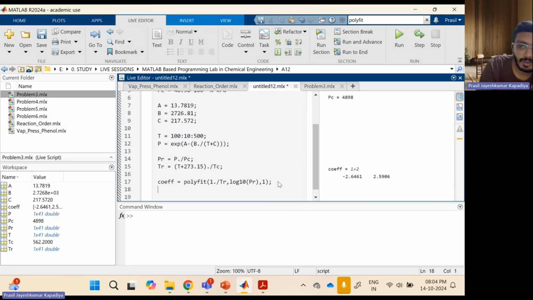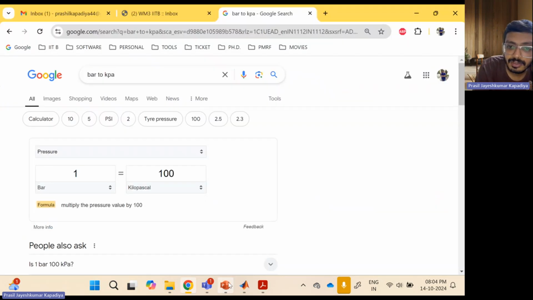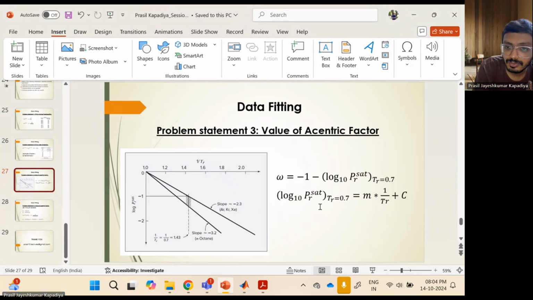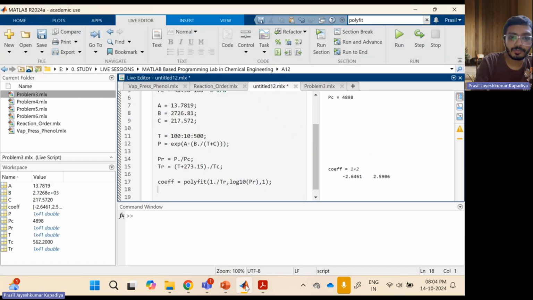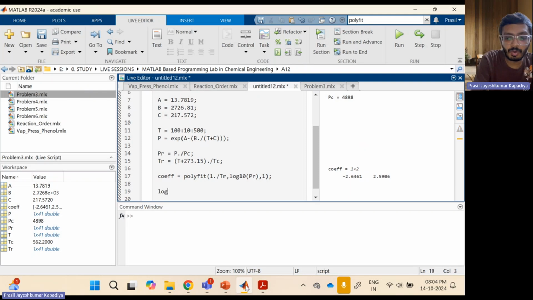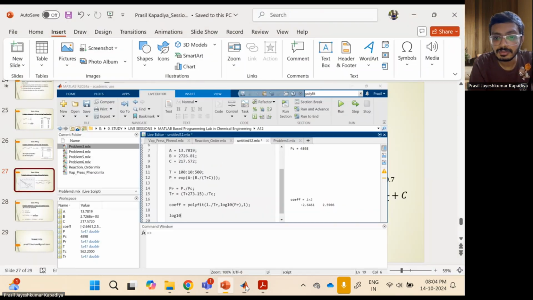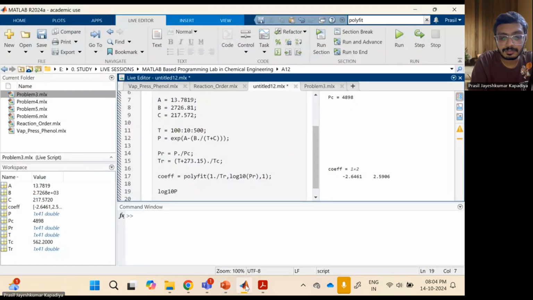So what do I need to do now? I need to find that value at 0.7. So I should put my TR equal to 0.7. So what can I do? I can find log 10. Okay, what should I write?